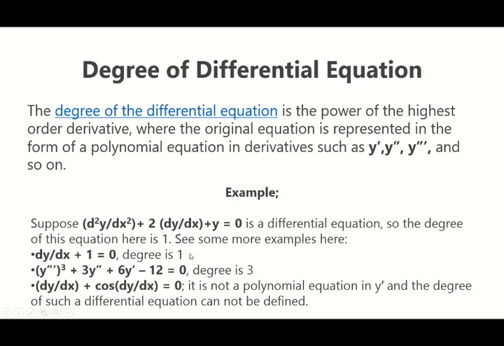See some more examples here. dy/dx plus 1 equals 0. The degree of this equation is 1. y prime prime prime to the power 3 plus 3y prime prime plus 6y prime minus 12 equals 0. Degree is 3. dy/dx plus cos(dy/dx) equals 0. It's not a polynomial equation in y prime, and the degree of such a differential equation cannot be defined.